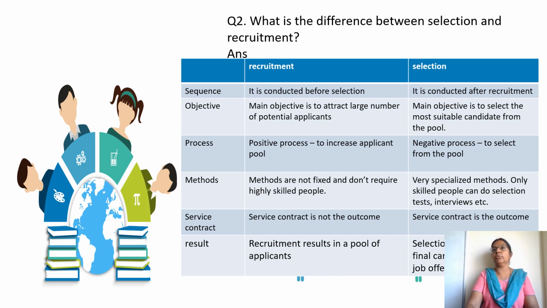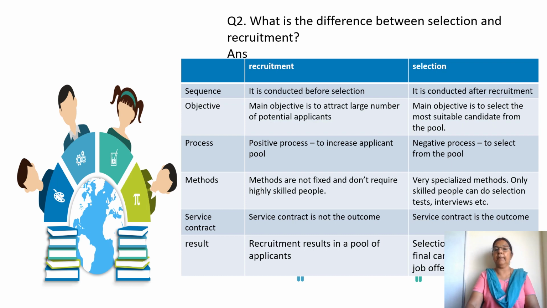Methods. In recruitment there are no fixed methods, and there's no requirement for highly skilled people. Different companies have different methods of recruitment, whereas selection is a very specialized method. Trained people are required, skilled people are required to do various selection tests, to do interviews, to do GD or aptitude tests. All these things are very specialized selection methods.